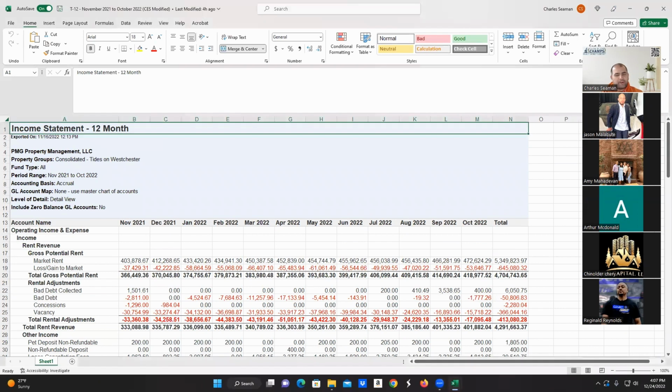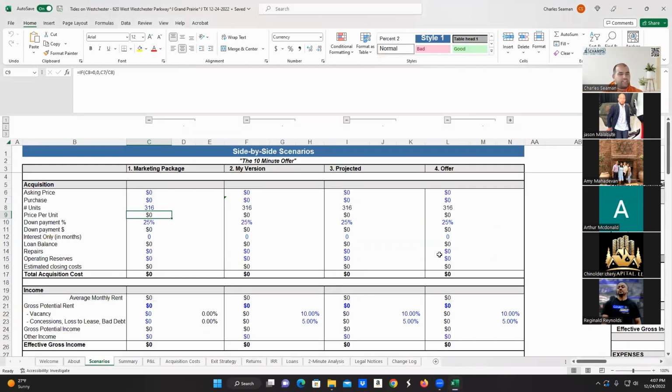Today's deal was provided by Raymond Kim, and it's a 316 unit deal in Texas. For these sessions, we typically use the syndicated deal analyzer for the underwriting. And for anybody who's not familiar with it, we'll just do a quick overview of the tool.